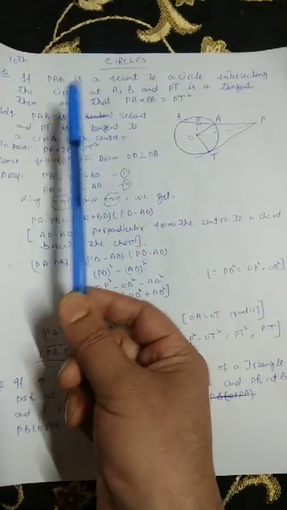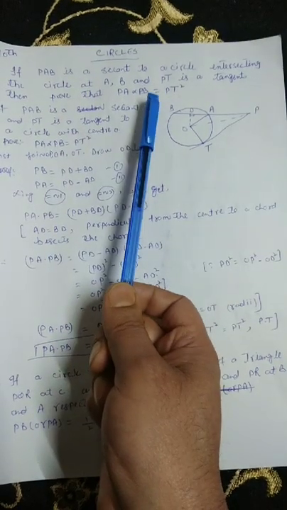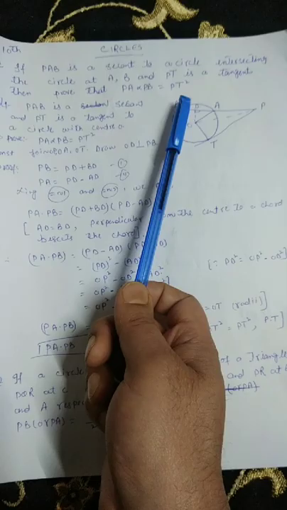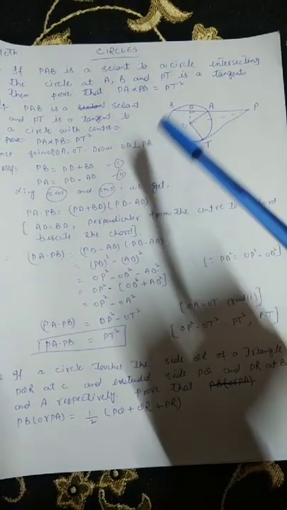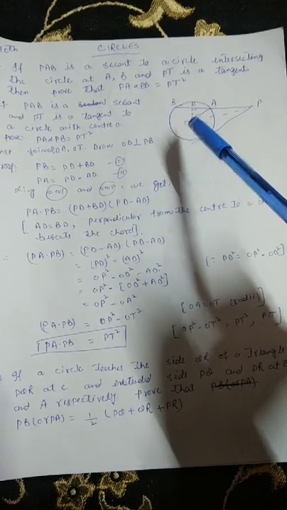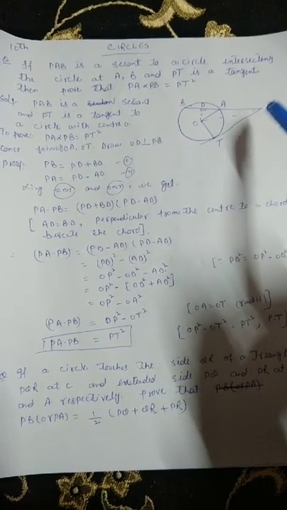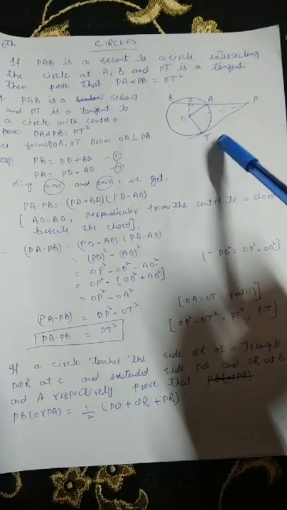The question is, if PAB is a secant to a circle intersecting the circle at A and B and PT is a tangent, then we have to prove that PA into PB is equal to PT square. That means we are given a circle, let the center of the circle be O, PAB is a secant and PT is a tangent. We have to prove that PA into PB is equal to PT square.